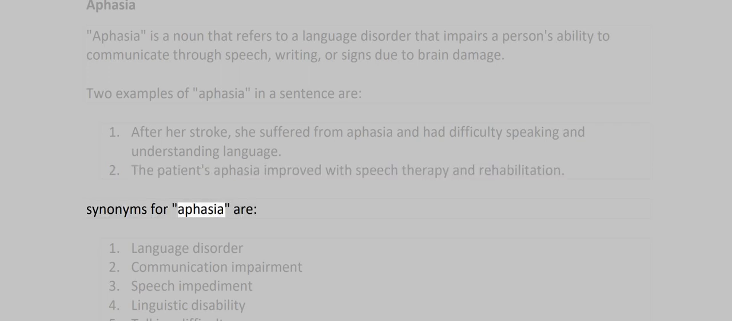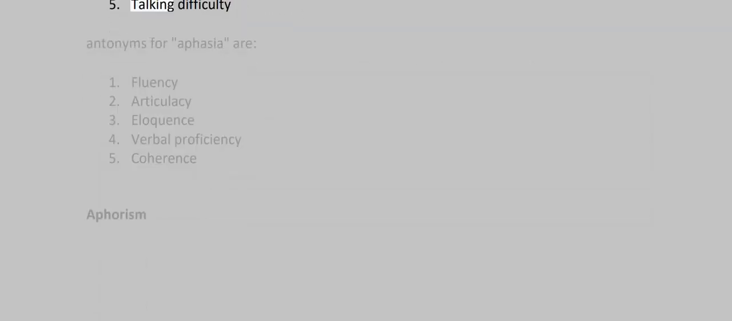Synonyms for aphasia are: 1. Language disorder. 2. Communication impairment. 3. Speech impediment. 4. Linguistic disability. 5. Talking difficulty. Antonyms for aphasia are: 1. Fluency. 2. Articulacy. 3. Eloquence. 4. Verbal proficiency. 5. Coherence.